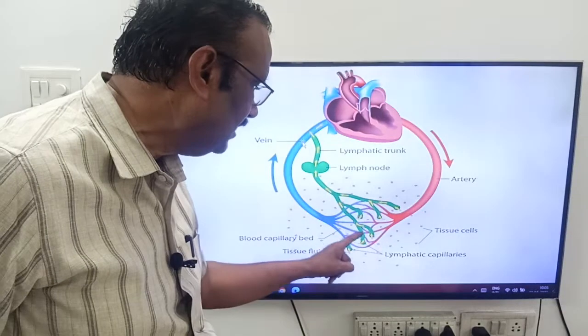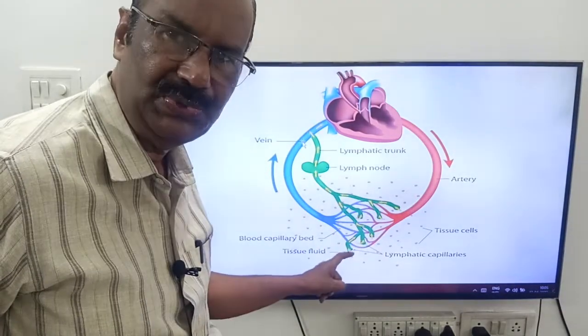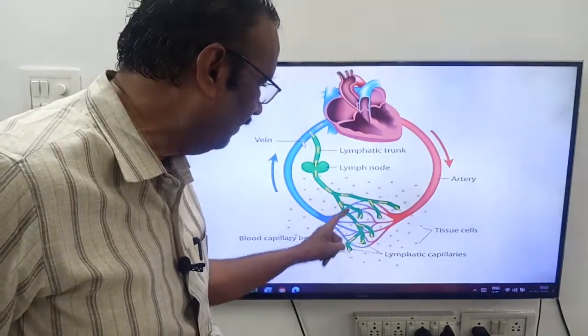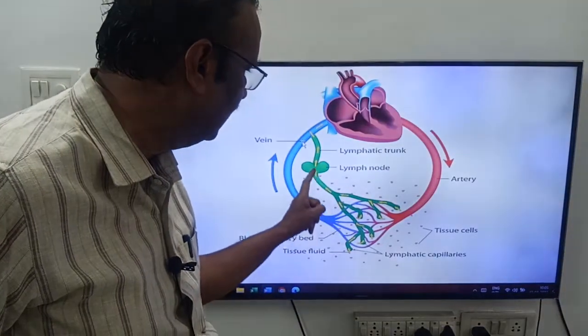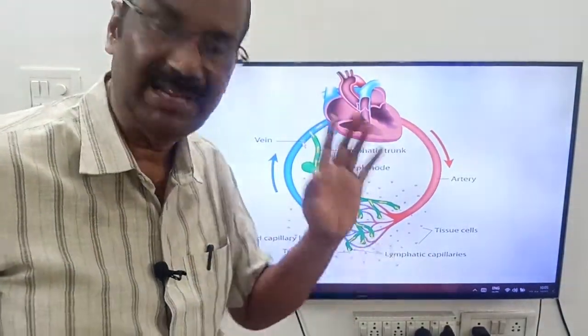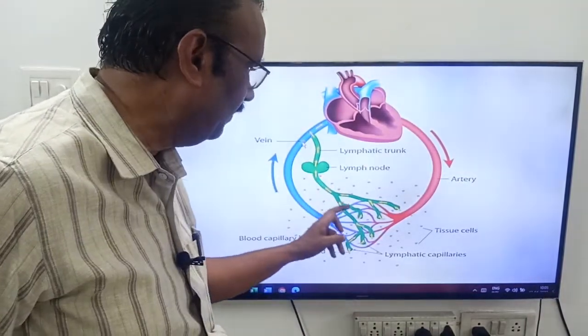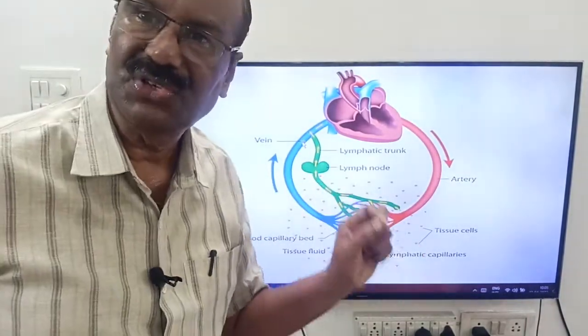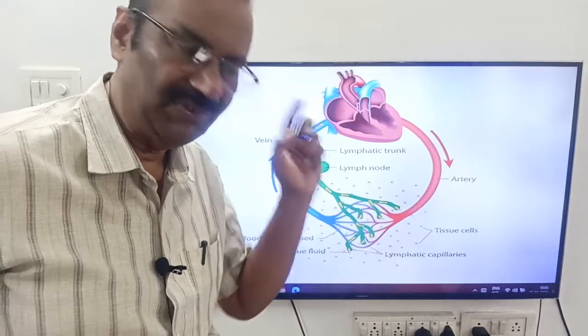See, friends. This lymph is collected from the tissues and enters into the lymph capillaries. They form lymph vessels and they enter into what, friends? Vein. That is the subclavian vein. This greenish one represents what, friends? Lymphatic system. In this only lymph flows.